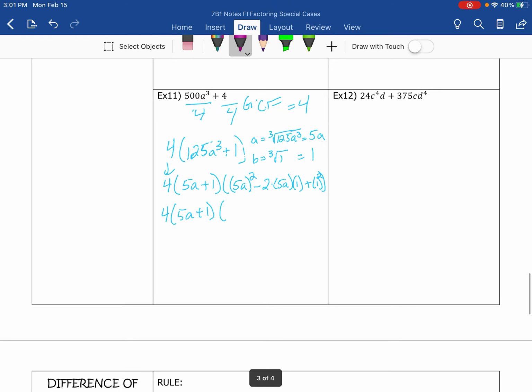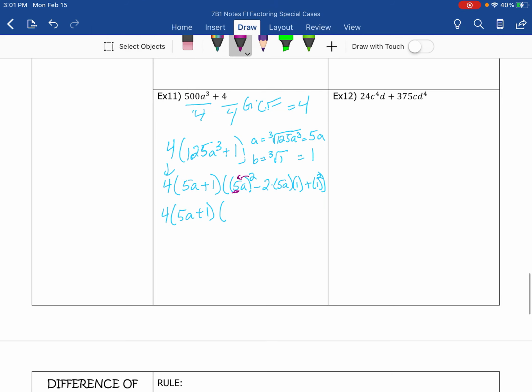So this is going to be 4 times 5a plus 1. Make sure, again, you square the 5. The square goes to the 5 and the a. That's going to be 25a squared minus 10a plus 1. And then that's your final answer.